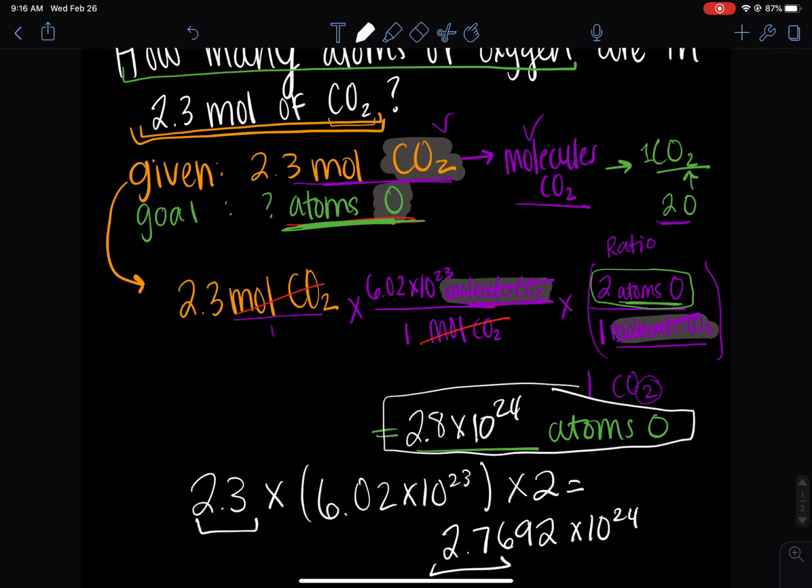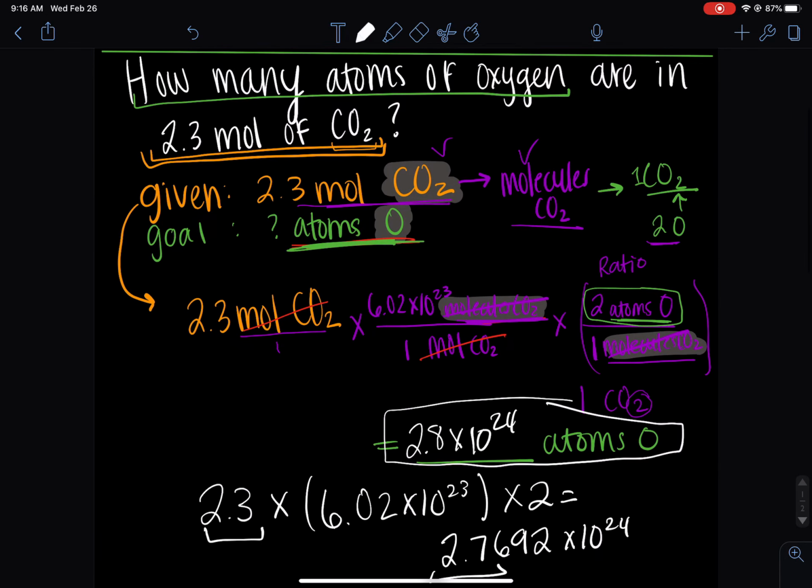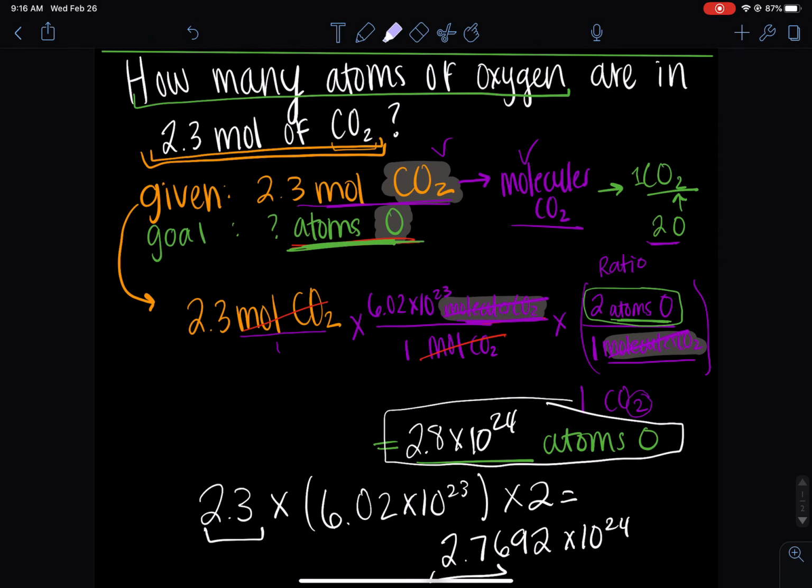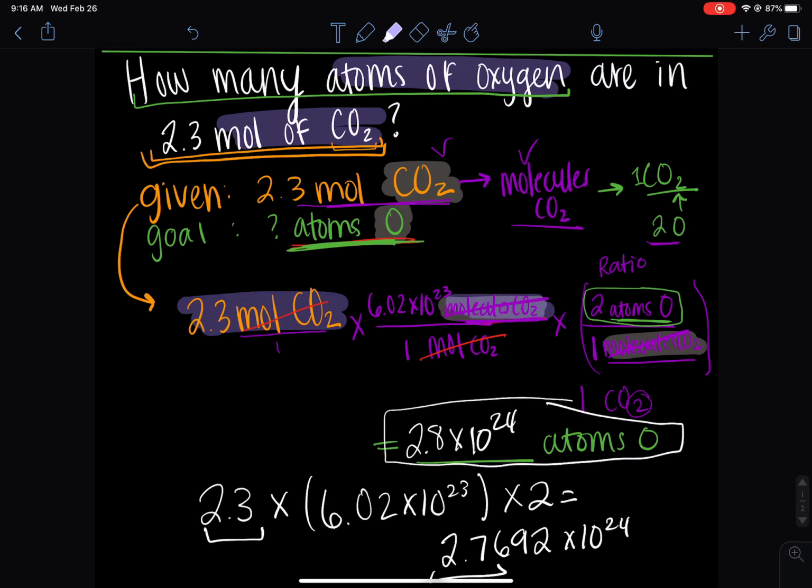Okay, so let's just look back at that again. We were asked for how many atoms of oxygen are in moles of carbon dioxide. So the first thing we did was go from moles of carbon dioxide to molecules of carbon dioxide. Once we got to molecules of carbon dioxide, we could go from molecules of carbon dioxide to the ratio of how many atoms of oxygen are in that, okay?